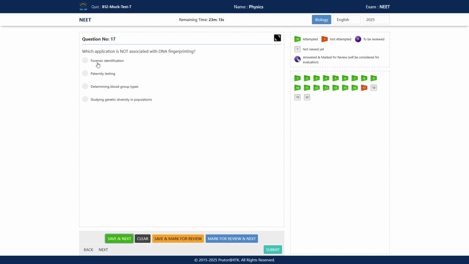Next one, which application is not associated with DNA fingerprinting? They're talking about the application of DNA fingerprinting. First is forensic identification, second is paternity testing, third is determining blood group types, and option number D, studying the genetic diversity in the population. What is the correct answer?